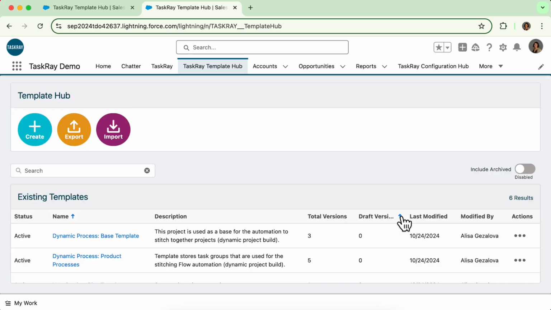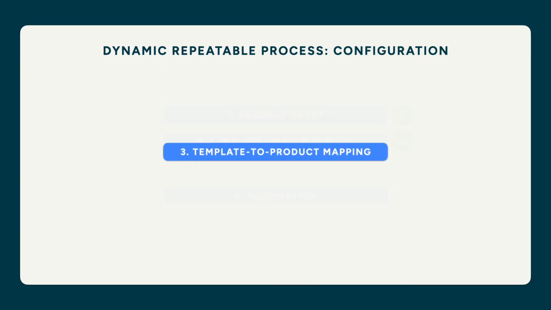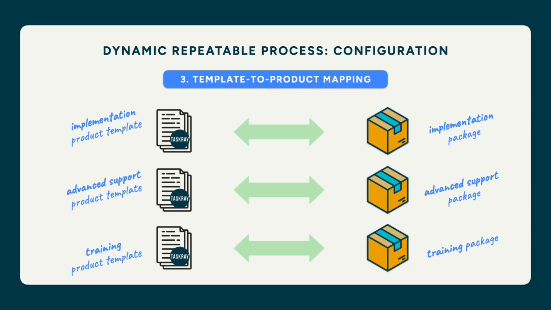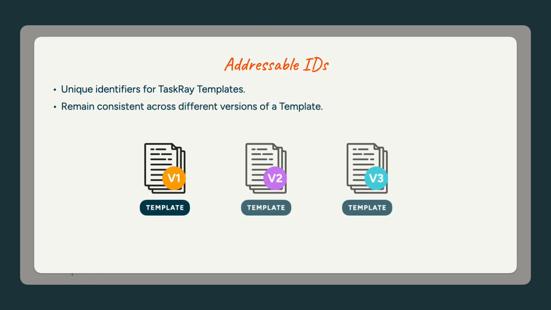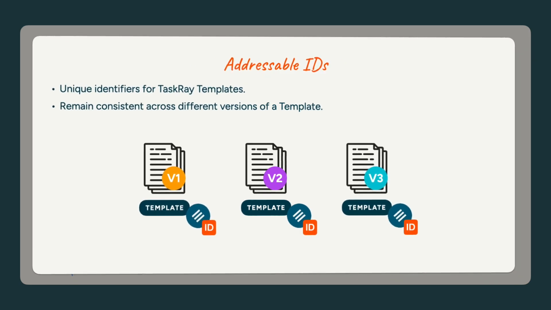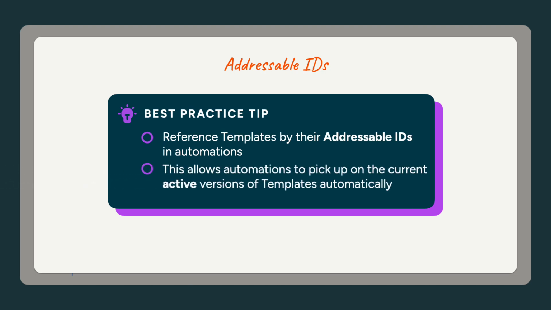Once all the templates are done and activated, we can move on to the next key step of the configuration, which is mapping the templates to products. For this, we will first need the addressable ID of all the product-specific task group templates. As a reminder, addressable IDs are unique identifiers for TaskRay templates. Considering that a template could have several versions, the addressable ID will be consistent across all versions of the template. For automations, referencing the template by its addressable ID is a best practice. It allows the automation to pick up on the most up-to-date and active version of the template automatically.